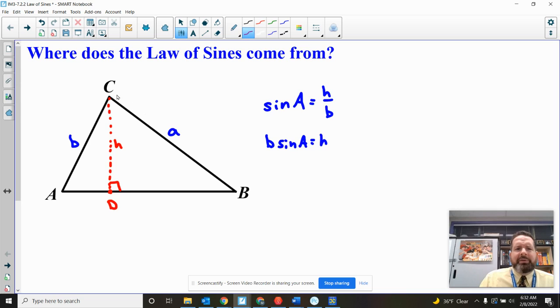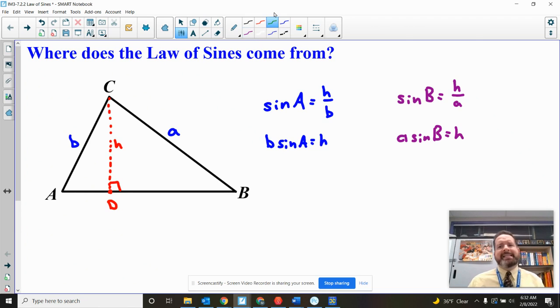Now let's do a similar analysis over here with the triangle BDC. This time I've got that the sine of B equals opposite over hypotenuse, so H divided by A. Once again, to solve for H, you multiply the A over, so A times the sine of B equals this H. Next up, we're going to use what's called the transitive property of equality.